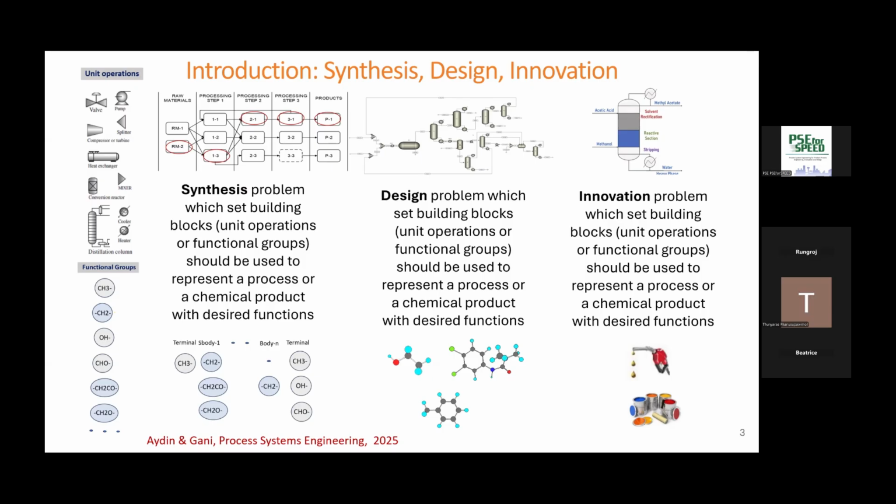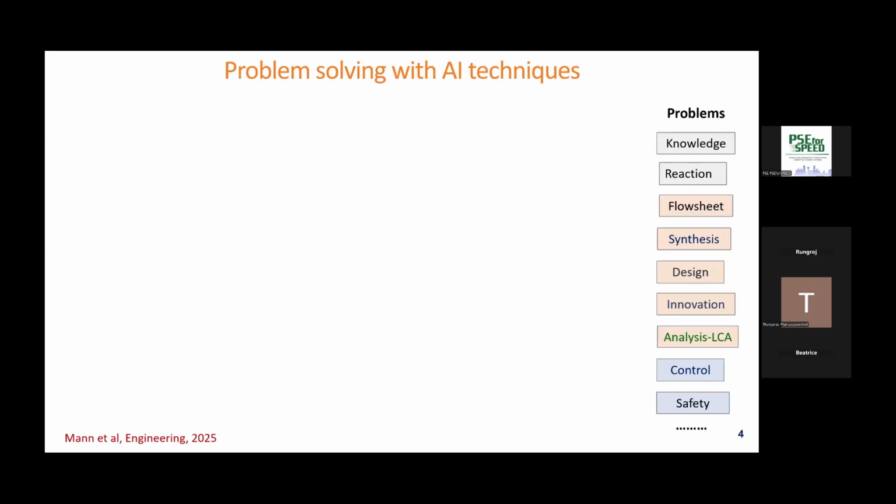So these are then the three types of problems we are going to look at. We are not going to highlight solutions of many problems, but we are going to highlight the tools that will give us the solutions. So let's look at first problem solving with AI techniques as they are now. So we have listed some problems on the right-hand side.